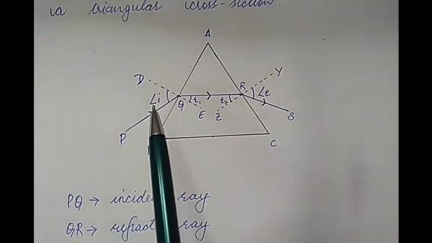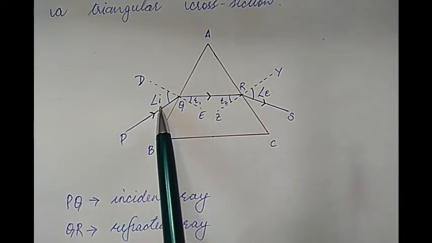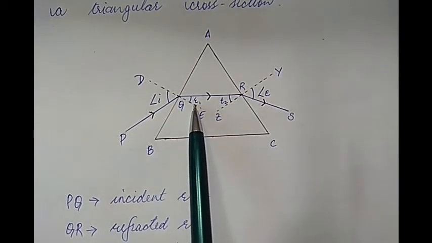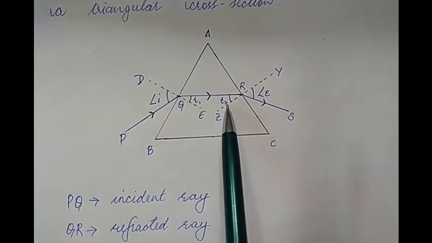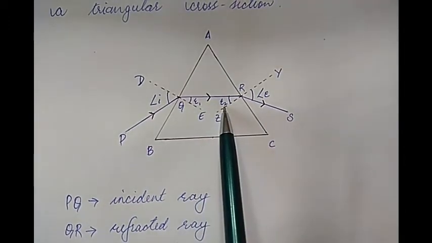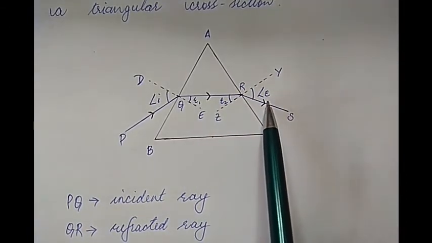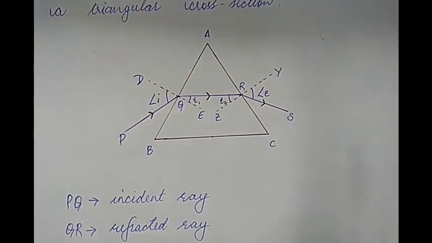So remember, angle I is the angle of incidence. Angle R1 is the angle of refraction on the first surface. Angle R2 is the angle of incidence for the second surface. And angle E is the angle of refraction on the second surface, or rather, this is the angle of emergence.